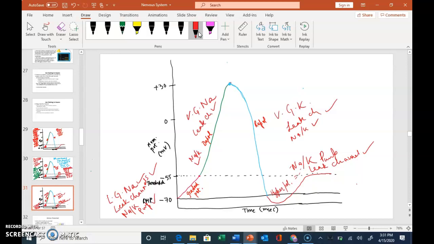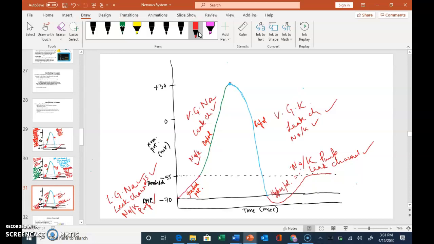Now, on your exam, you might expect some critical thinking question based on what we drew. So I might ask you, okay, during depolarization, circle all the channels that are open, or during repolarization, circle all the channels that are closed. So you must know which channels are open during which phase of action potential.